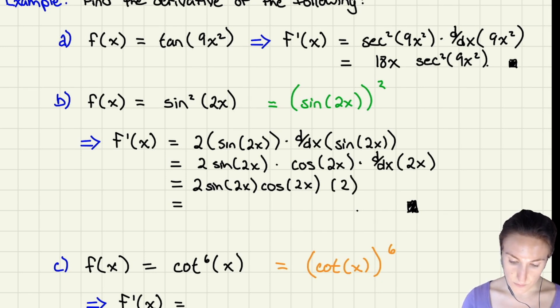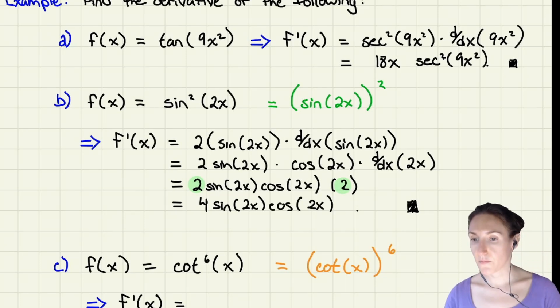So I'm going to bring this 2 up front with this one, multiply them together. 4 sine 2x cos 2x. All right.